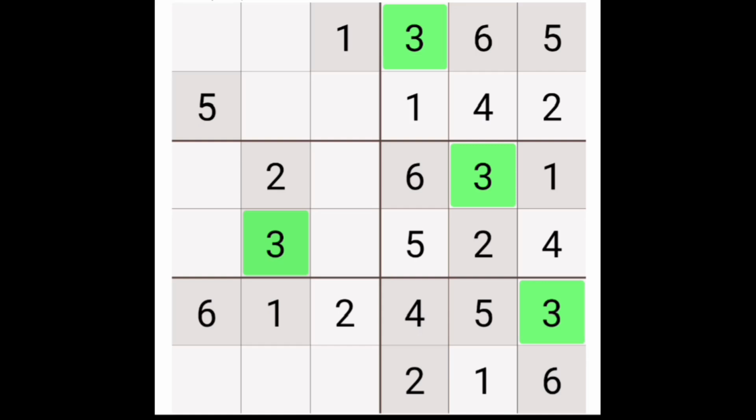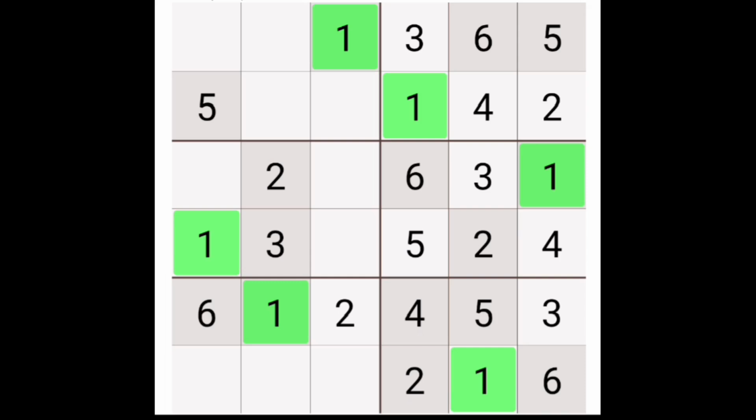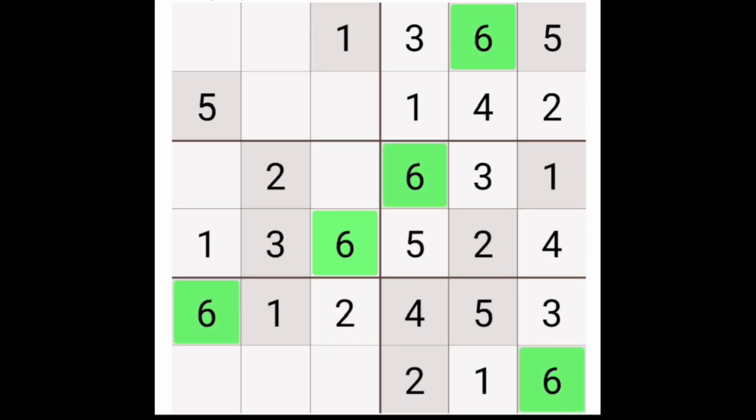Okay. Now let's complete this fifth row. In the fifth row, we have 3, 5, 2, 1. Only 1 and 6 are missing. See, here 6 cannot come because 6 is here. 6 cannot come here. Only 1 can come here and 6 will come here.